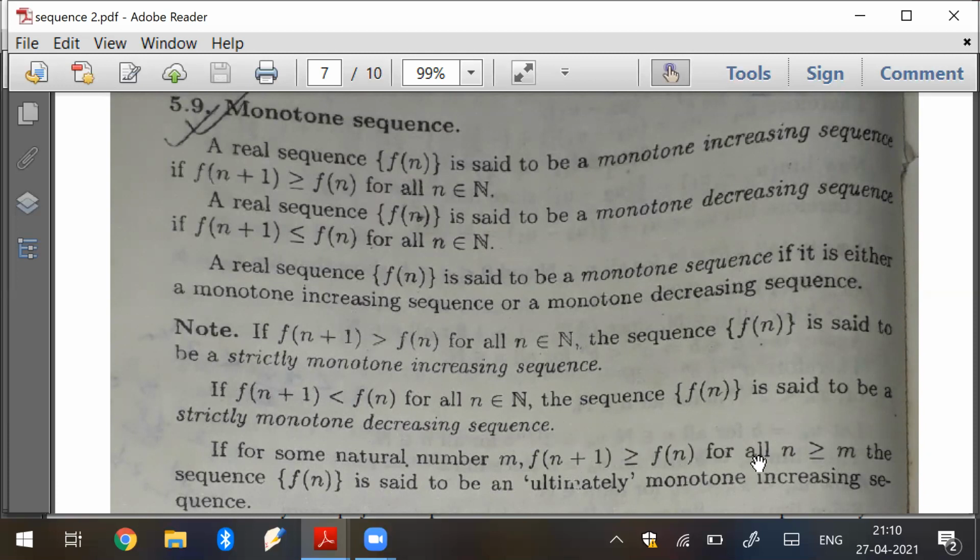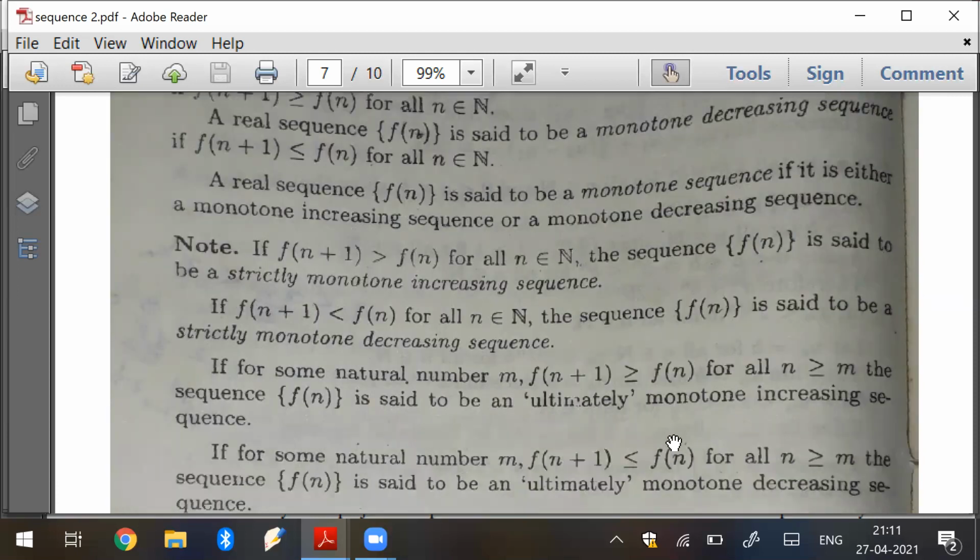Maybe it is the opposite for some other n less than m. So I am not concerned about the left-hand side of it. But once I cross this m, so suppose m is 10, for all n greater than or equal to 10, this relation should hold. So for n less than 10, that means for 1, 2, 3, 4, 5, up to 9, for some it is true and for some it is not true. Okay. So we are not bothering about that. But once I cross n greater than or equal to 10, then this should be holding good.